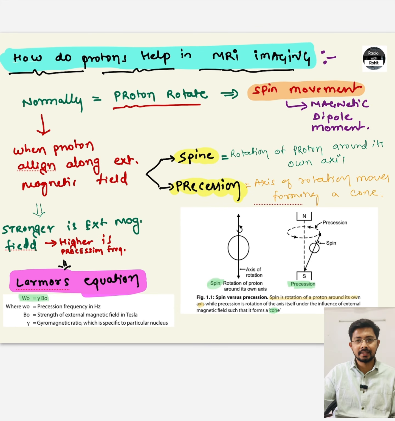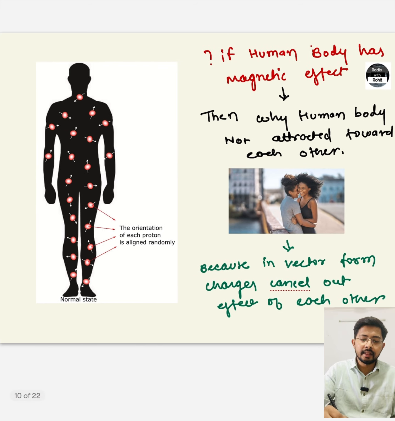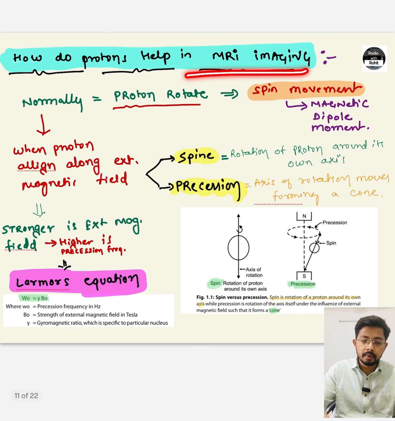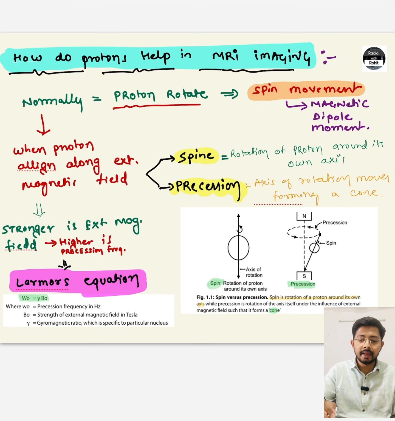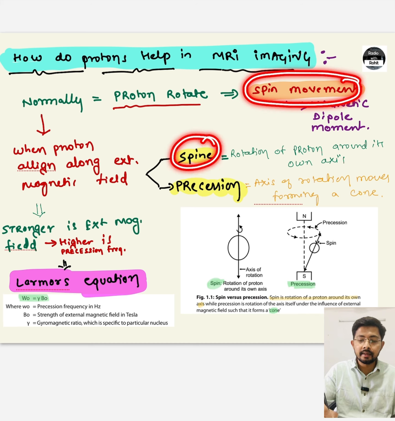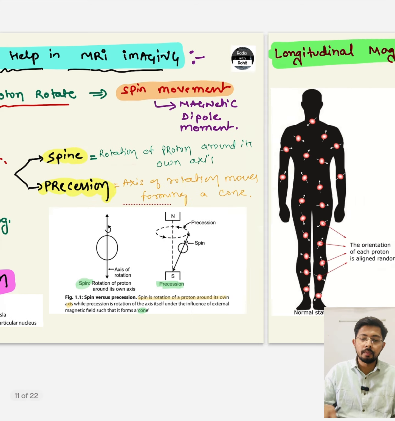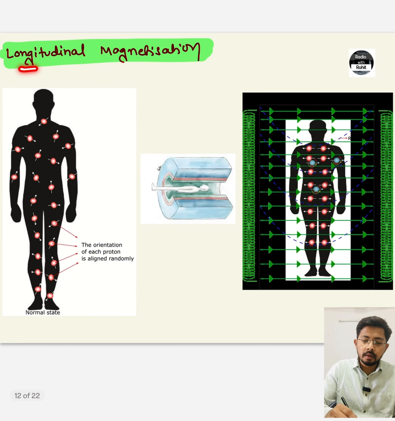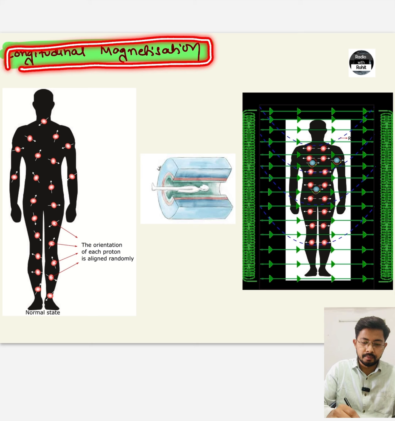So far we have discussed that the human body has so many protons. The protons are randomly moving here and there and nullifying the magnetic effect of each other. And when we put the person in the magnetic field, the spin movement of a proton gets one more movement, called the precession movement, which forms the cone. So what is longitudinal magnetization?